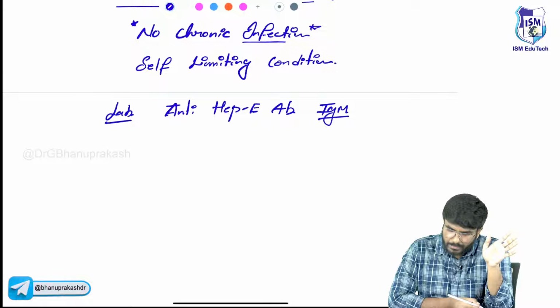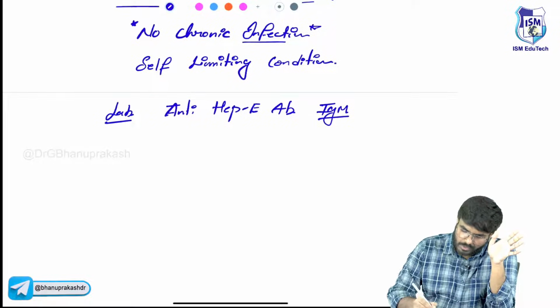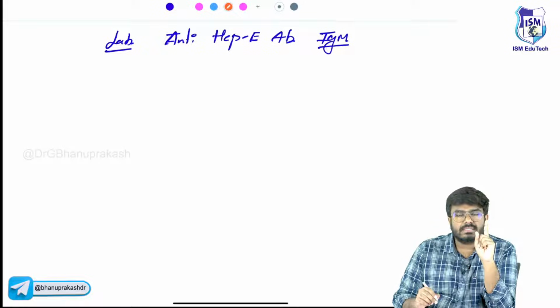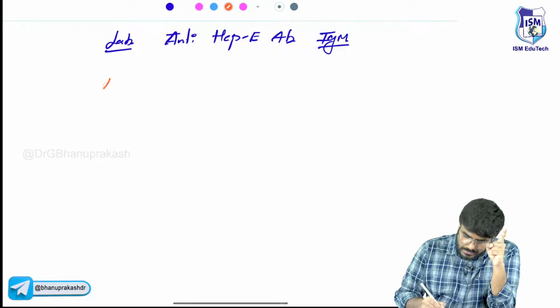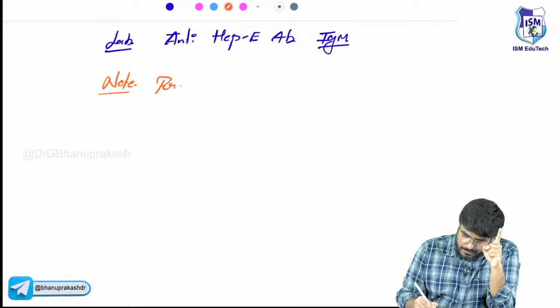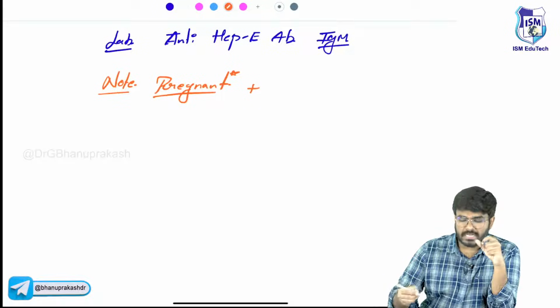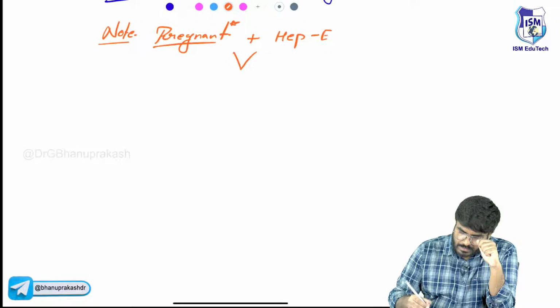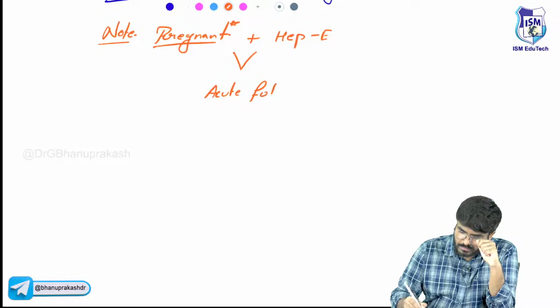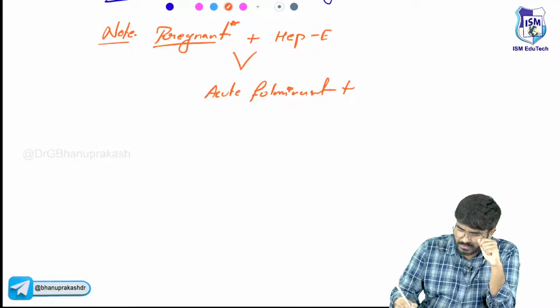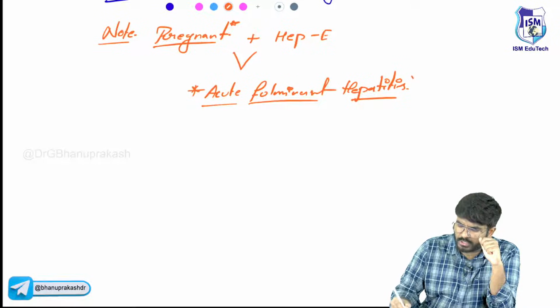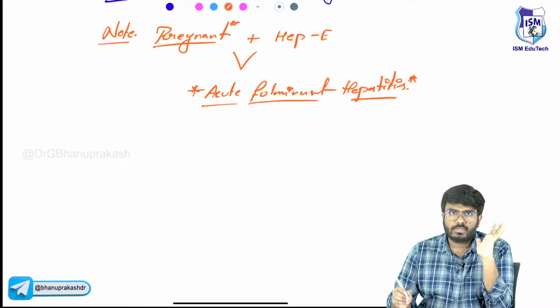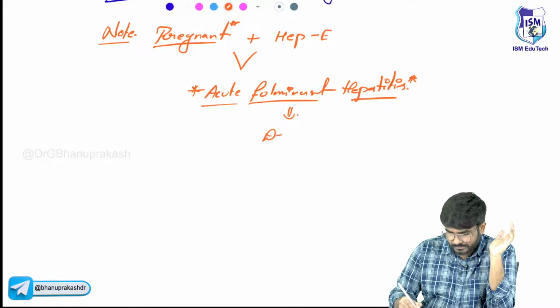IgM antibodies are seen. The most important point regarding hepatitis E, only one important point I want you to know: if a female who is pregnant unfortunately gets hepatitis E infection, that will cause something called acute fulminant hepatitis. That is, within a very short time the patient has liver failure, and that can actually cause death.